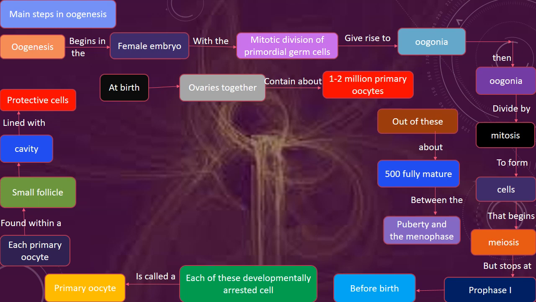Each primary oocyte is found within a small follicle, a cavity lined with protective cells. At birth, the ovaries together contain about 1 to 2 million primary oocytes. Out of these, about 500 fully mature between puberty and menopause.